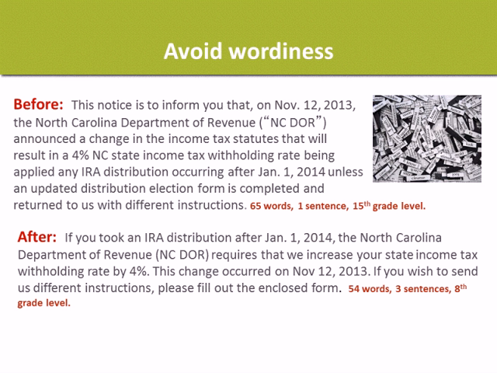If you took an IRA distribution, the North Carolina Department of Revenue requires that we increase your state income tax withholding rate by 4%. And actually, that should have been rewritten, and it should say to 4%. In any case, this change occurred. If you wish to send us different instructions, please fill out the enclosed form. Same information, written in a more human, much easier to understand manner.